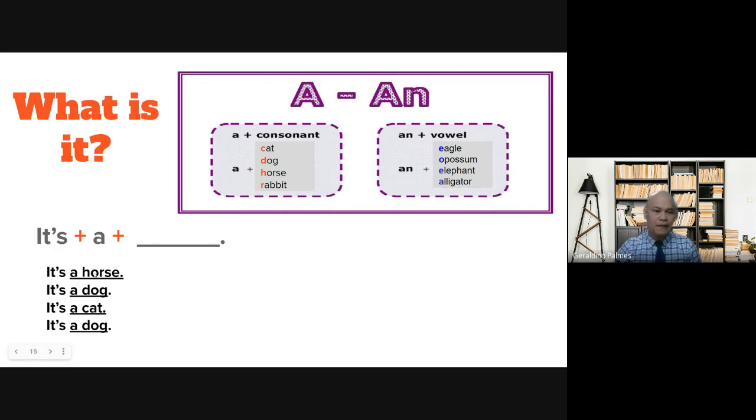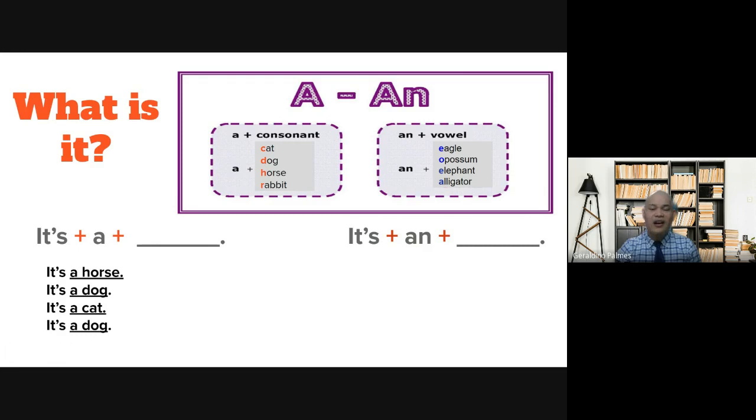Look at here. I've got a few examples. It's plus a plus the object. What is it? Question. It's a horse. It's a dog. It's a cat. So that's when the first letter of the object is a consonant. Now let's look at the word an. If the question is what is it? It's plus an plus the object.